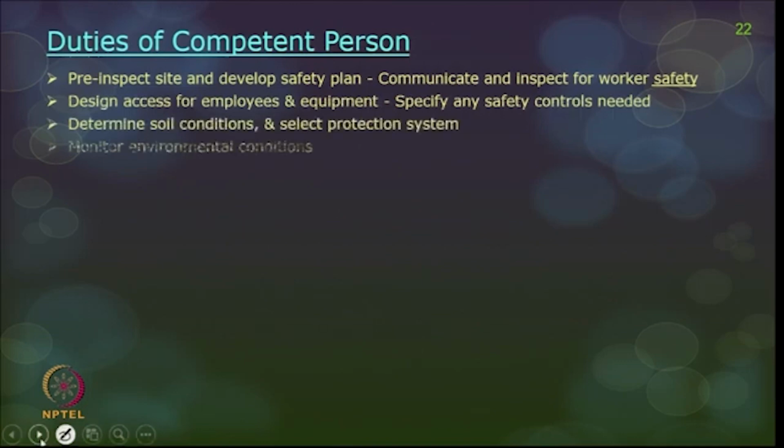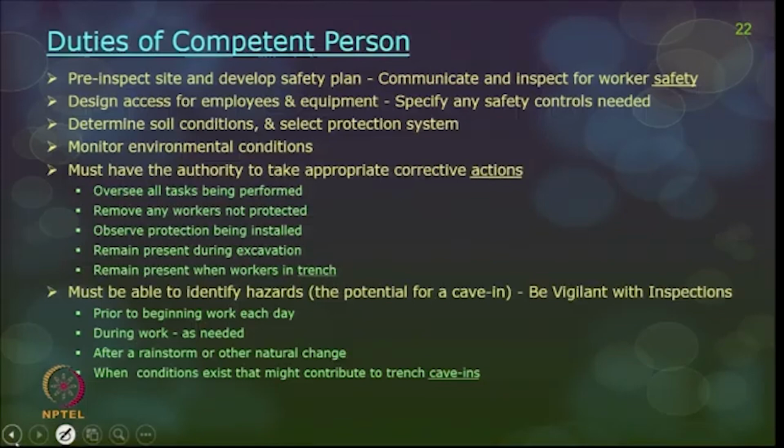Okay. Now, duties of a competent person. So, pre-inspect the site and develop a safety plan, communicate and inspect for worker safety, and design proper access for employees and for the equipment. Determine the soil condition and select a protection system, whether it is sloping, shielding or shoring systems. Monitor the environmental conditions for any rain or anything happening, then you should not take up serious or severe activities. Must have the authority to take appropriate corrective measures when something goes wrong and oversee all tasks being performed.